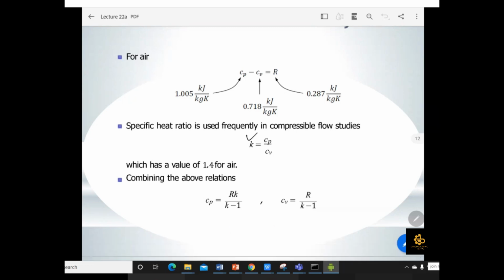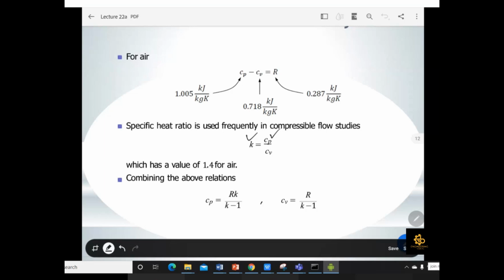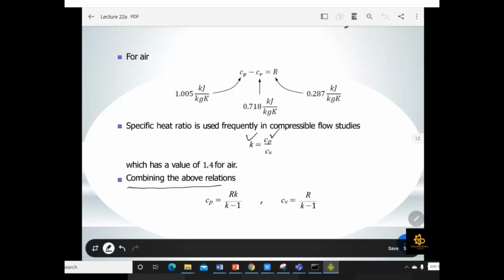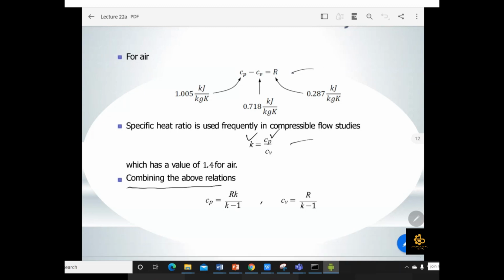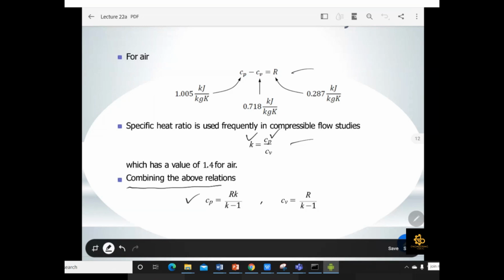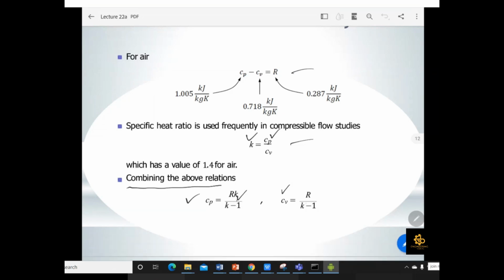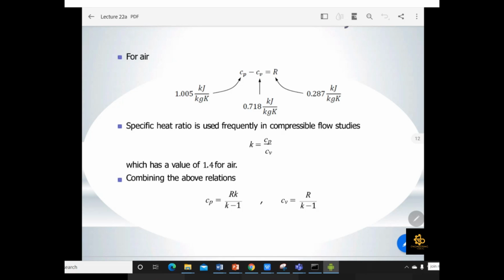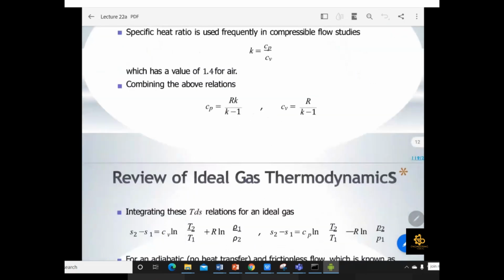Again, K, the specific heat ratio, is equal to the ratio Cp over Cv. If we combine the above two equations, we get Cp equal to R K divided by K minus 1, and Cv equal to R divided by K minus 1. These are the equations we frequently use in compressible flows.